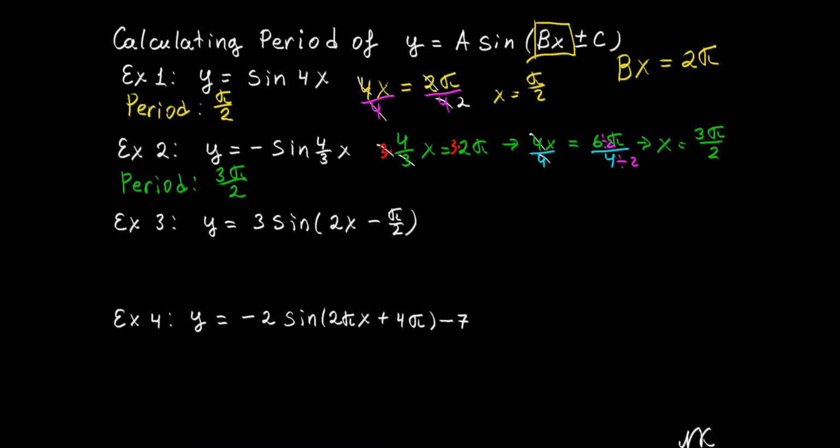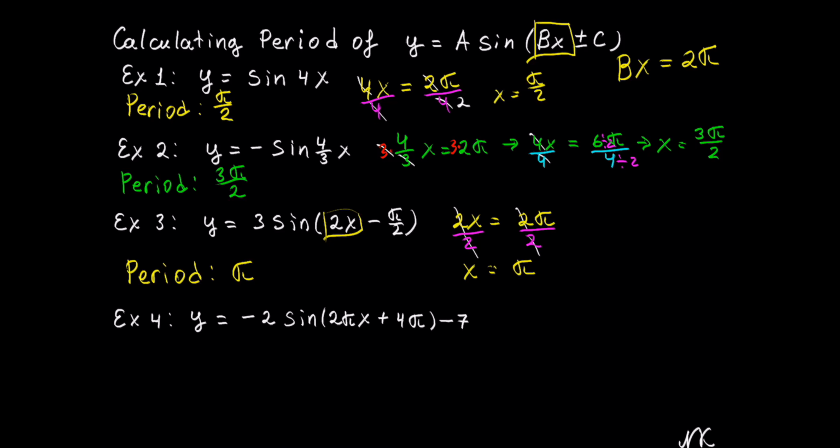In the third example, we have y equals 3 sine of 2x minus pi over 2. And we need to find out how long it will take 2x, the term containing x, to reach 2 pi. x is being multiplied by 2, the inverse would be to divide by 2. Whatever we do to one side, we want to do the same thing to the other side, so let's divide by 2. 2 and 2 will cancel on the left, 2 and 2 will cancel on the right, and x is equal to pi. So the period of y equals 3 sine of 2x minus pi over 2 is equal to pi. Every pi radians, a new cycle will begin.